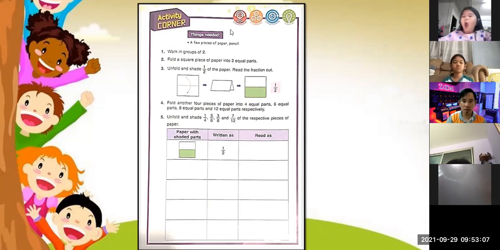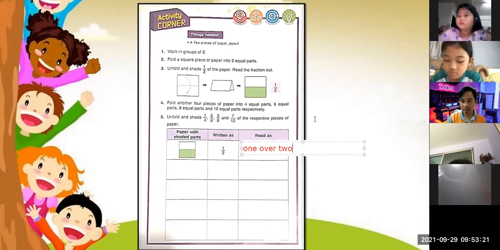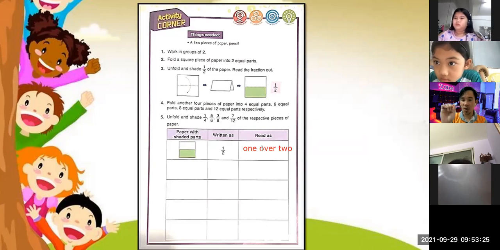In your activity, you will write here as, let me write here. You write here as 1/2, just like that. You can make it smaller because the space is not enough.